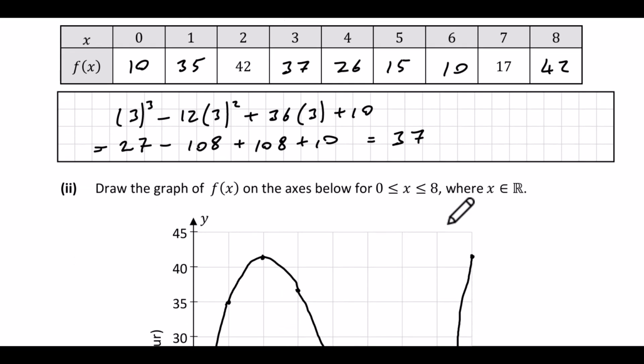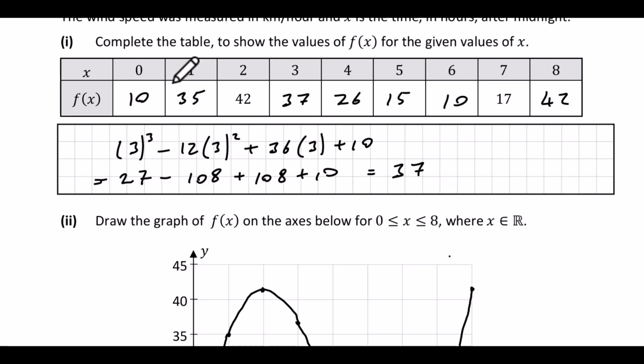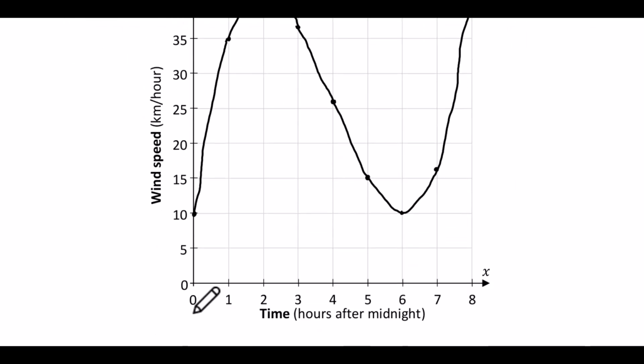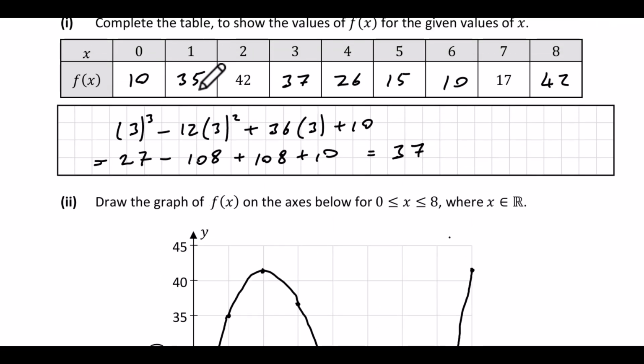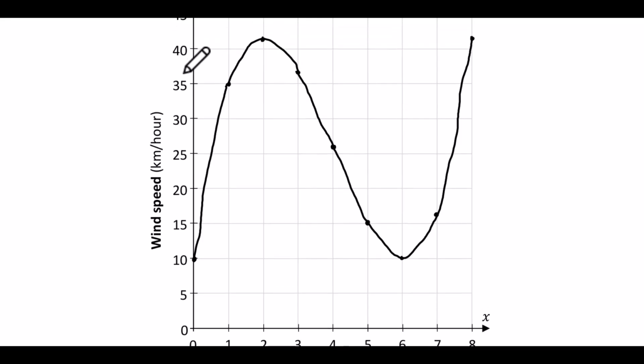Then it says to draw the graph. So I've done that here as well. So again, you just read off the x-axis is 0, y-axis 10. So 0 on the x-axis, 10 on the y-axis. Here we've got 1, 35. So 1 on the x-axis and then 35 on the y-axis here and so on. And you get this cubic curve here.